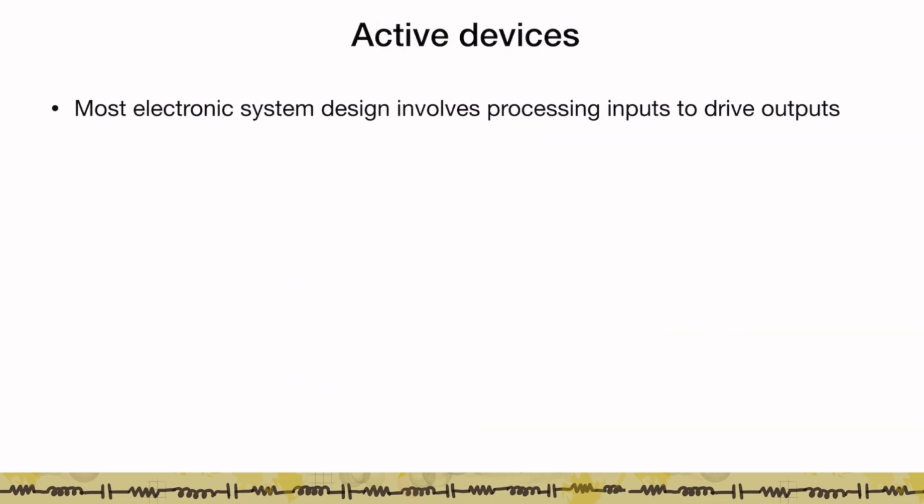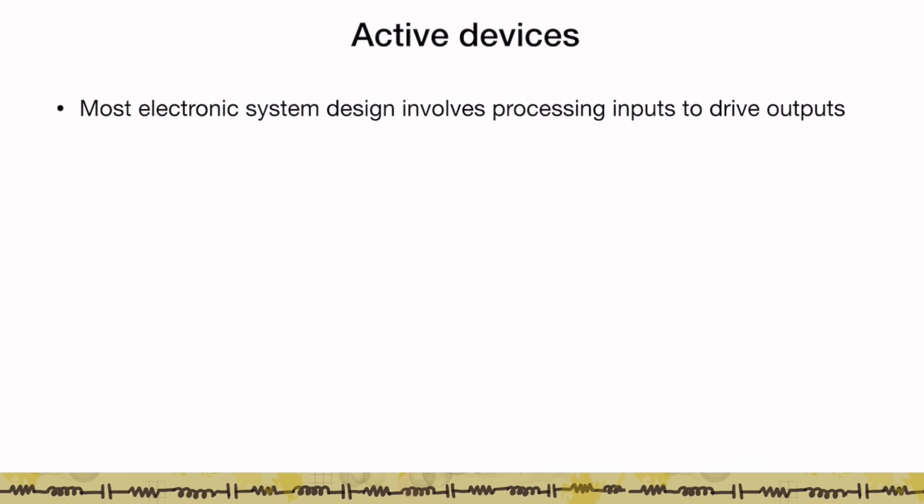So transistors are what are known as active devices, right? So let's first understand what an active device is. Most electronic systems involve processing, right? So a system normally is made up of a few inputs, and then you make some decision and you drive certain outputs, right? So that is what typically we do when we design electronic systems.